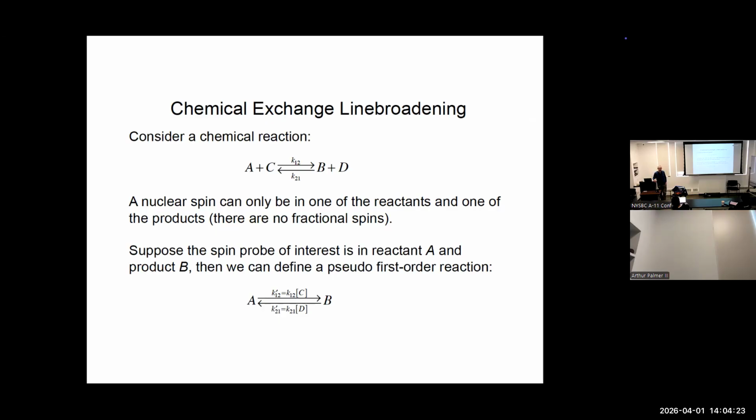And that means that we can simplify this equation by defining so-called pseudo first order rate constants. So if the spin of interest is in A and we're at equilibrium, the concentration of C is a constant, and we never observe C because our spin is never in C. So I can define a first order forward rate constant as being the real rate constant times the concentration of C. And similarly, if in the products the spin of interest is in B, it's never in D, and I can do the same thing for the reverse reaction and define the pseudo first order rate constant as the true constant times the concentration of D. So that means all of my problems have the functional form of this first order relaxation rate. So I just have to solve one problem and I'm done.